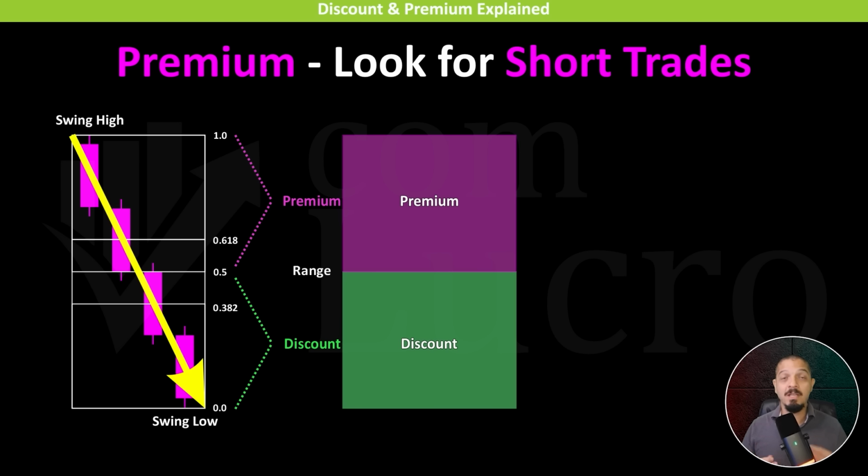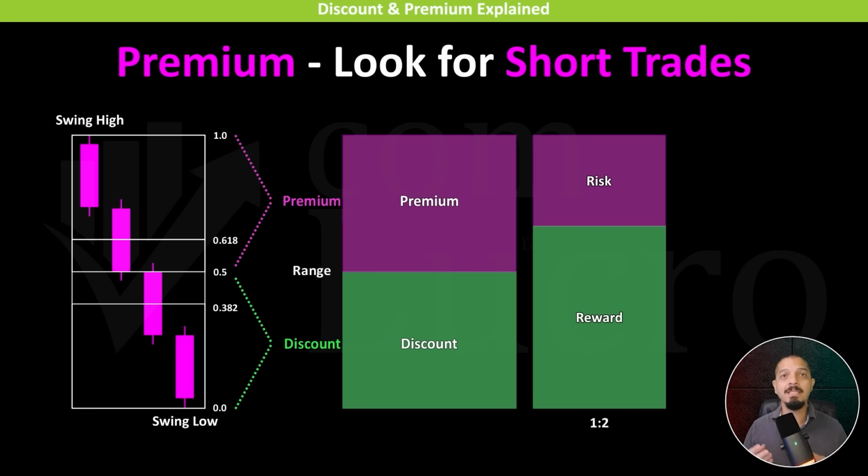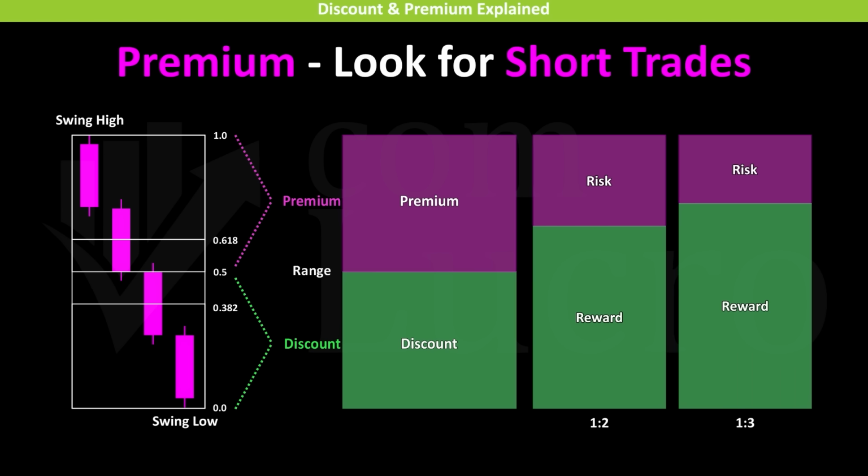So in bearish scenarios, the Fibonacci retracement should be drawn in the opposite direction. The 0 level is placed at the swing low, and the 1 level is placed at the swing high. In this case, we want to look for short trade opportunities in the premium zone. The higher price trades into the premium zone, the better the potential risk-reward ratio, assuming the stop loss is placed above the swing high and the target is set near the swing low.